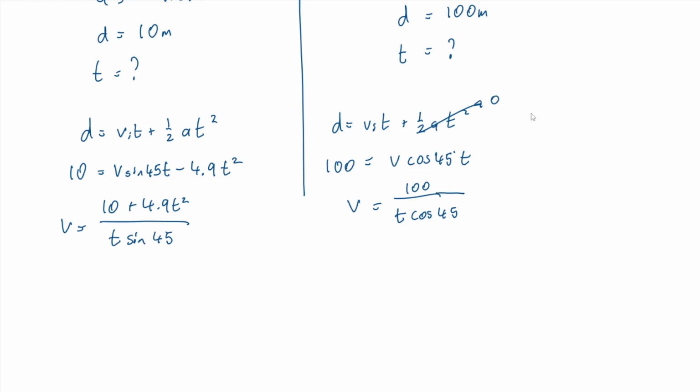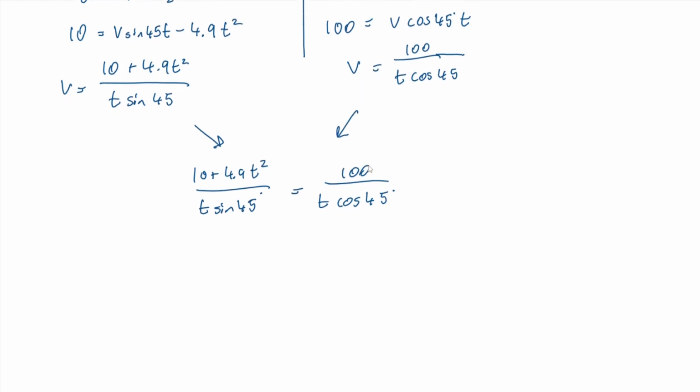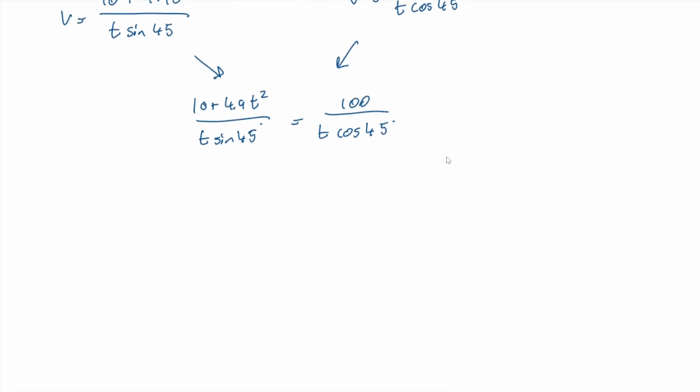Okay, so now we've rearranged both sides for v, we can now equate. So we'd get (10 plus 4.9t squared) over t sine 45 equals 100 over t cos 45 degrees. Now you might be looking at this and thinking, well, what? Fair. You could cross multiply and form a quadratic, or at this stage you could actually just graph both sides. So I encourage you to try that. I'll rearrange just for completeness.